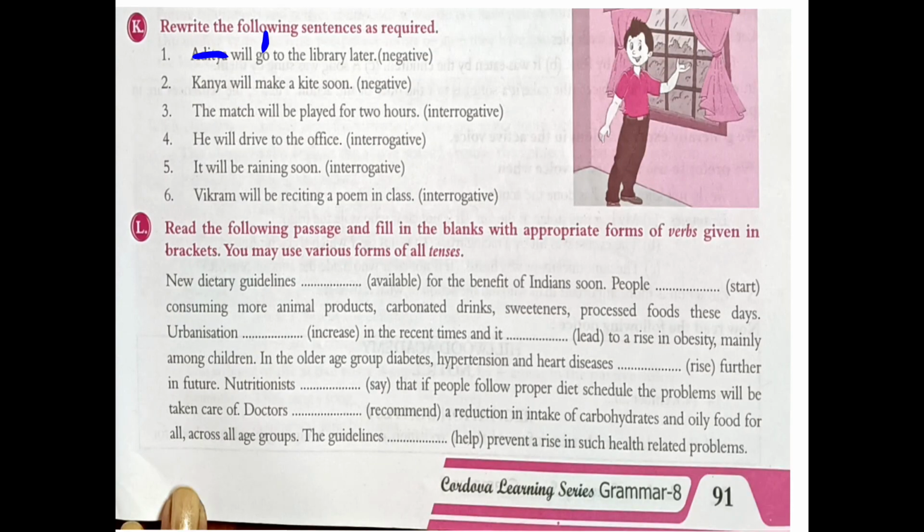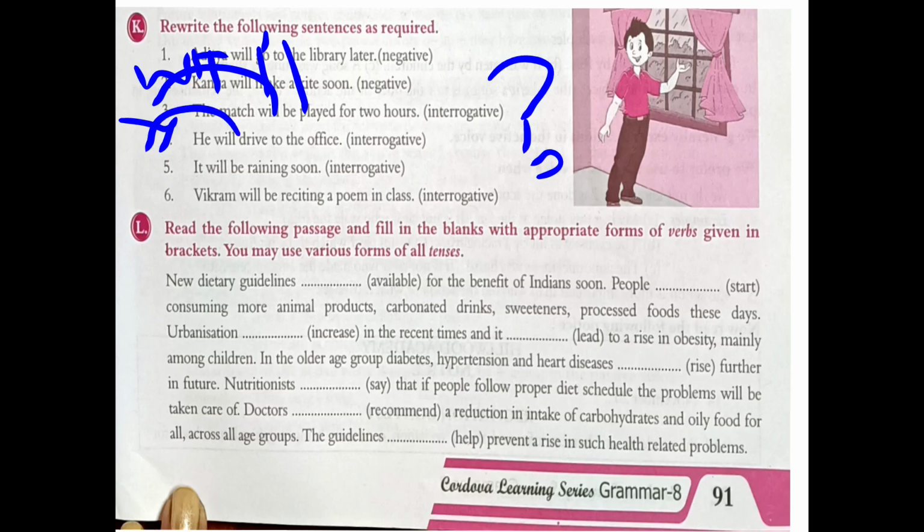Next question, the match will be played for 2 hours. So you will start from will. Will the match be played for 2 hours? Then question mark. Again interrogative, use will before he. Will he drive to the office? Question mark. Will, again put it before the subject. Will it be raining soon? Now again interrogative. Will Vikram be reciting a poem in class?